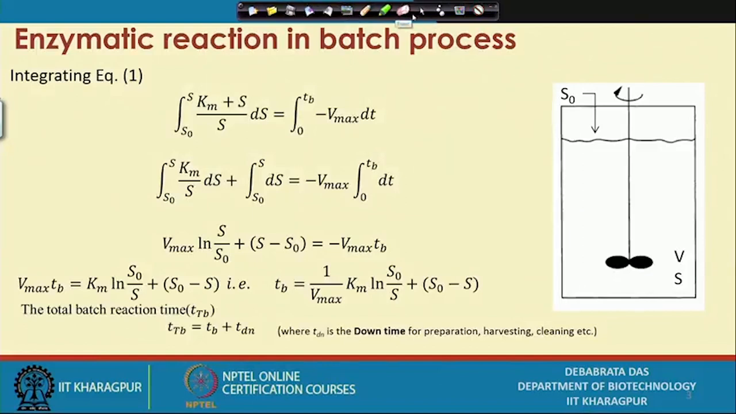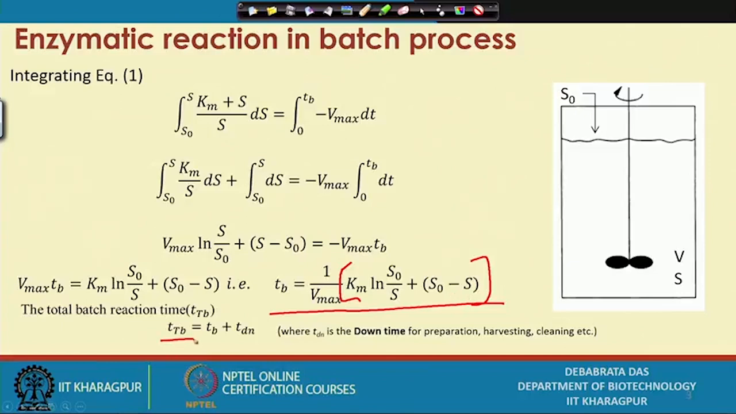Now, a similar thing has been written here. This is how finally we derive this equation. This is T batch. T batch is coming like this. So if there is some mistake, you can correct it.